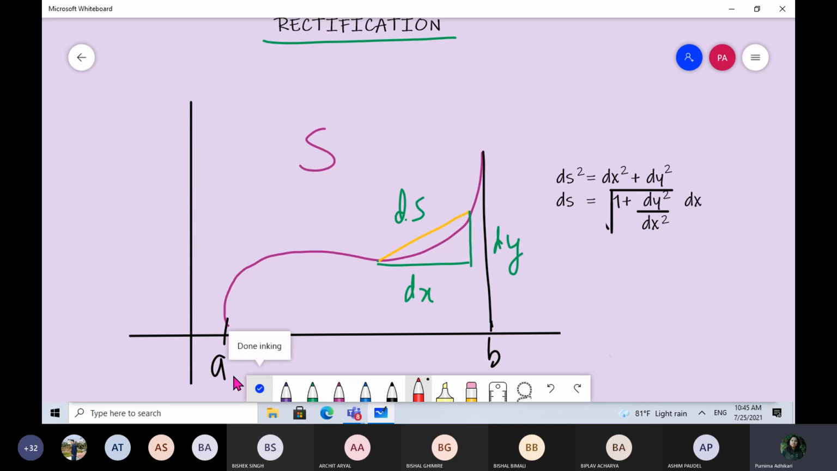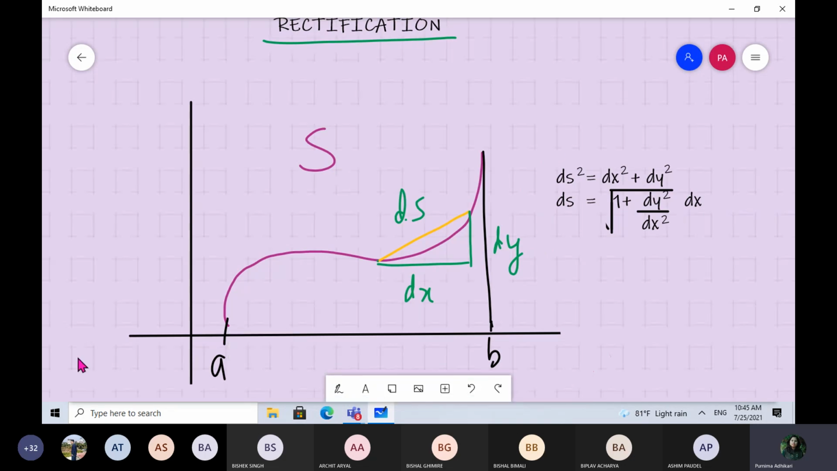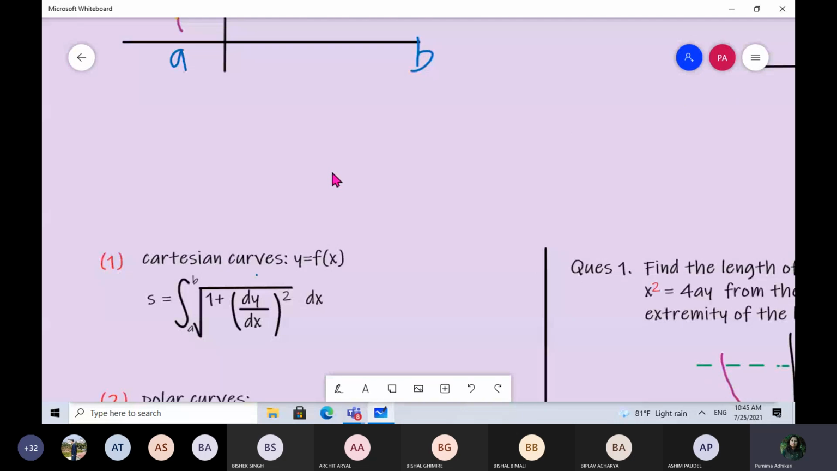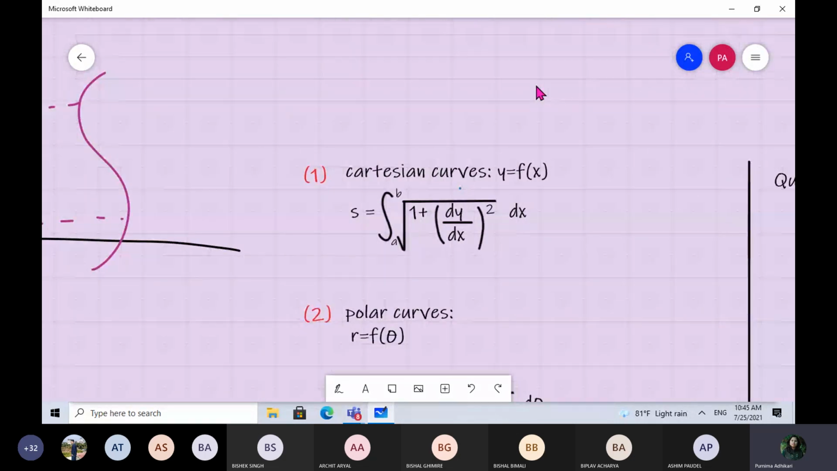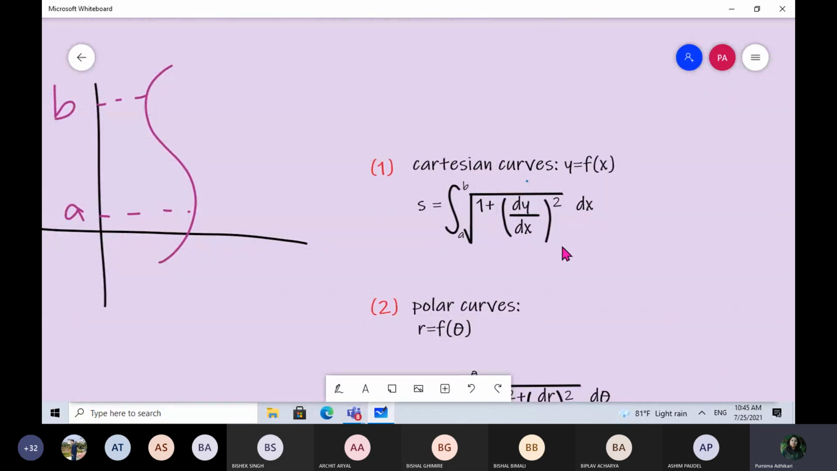Okay, so this is our formula for rectification. So this is going to be your first formula for Cartesian curve. For Cartesian curve, this is going to be your formula, root under 1 plus dy by dx square dx. So now you know how this formula is formed. So let's change the scenario and tell me what will be your formula in that case.